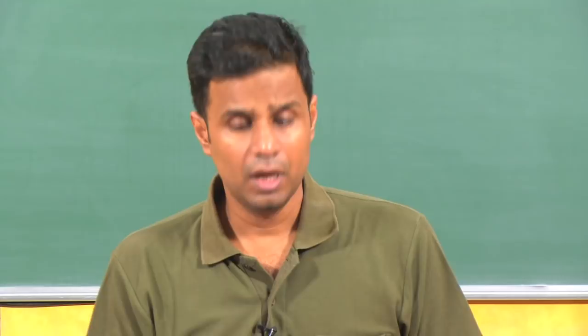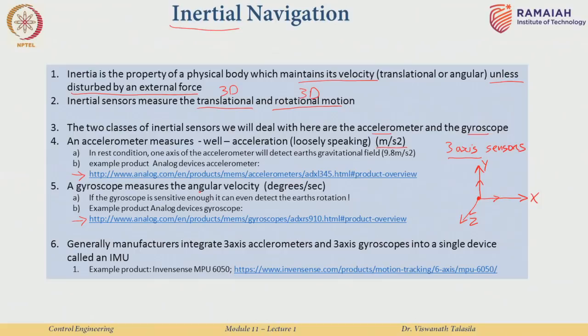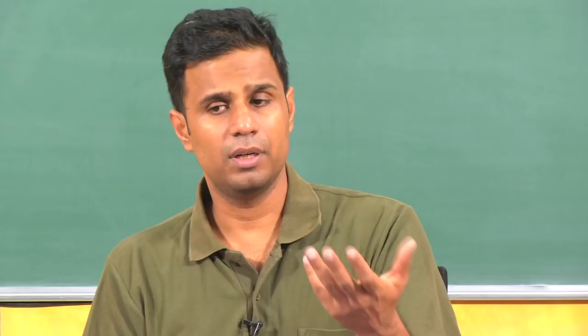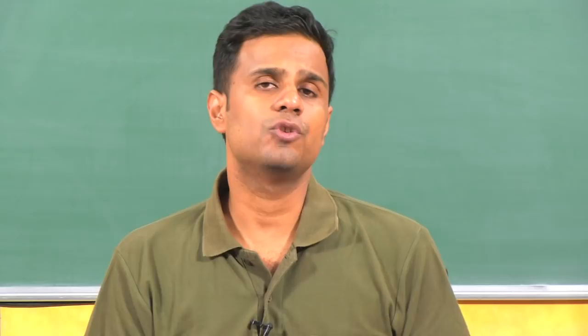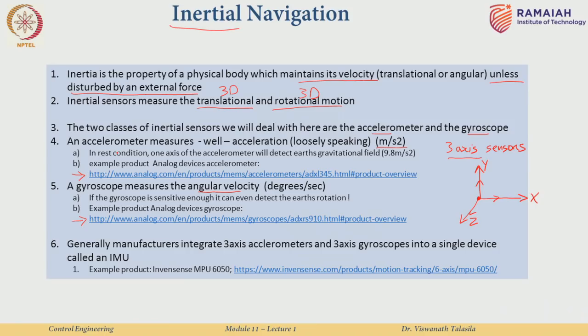A gyroscope measures the angular velocity. We will see a little bit later what I specifically mean by this. The gyroscope is used to measure the rotational behavior of an object. The accelerometer is used to measure the translational behavior of an object. Historically, accelerometers and gyroscopes would come as two independent products. For maybe the last decade or two, manufacturers have integrated these accelerometers and gyroscopes into a single device called an IMU. IMU is basically an inertial measurement unit.